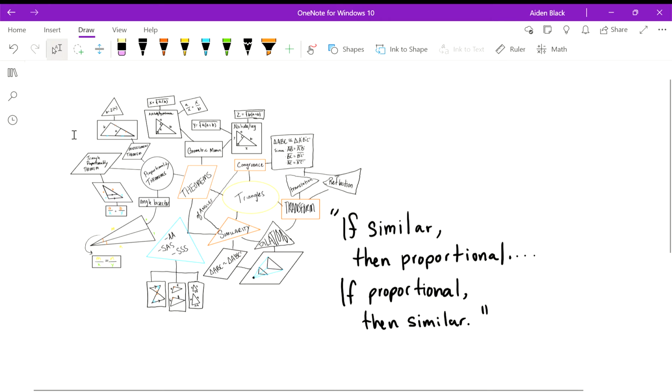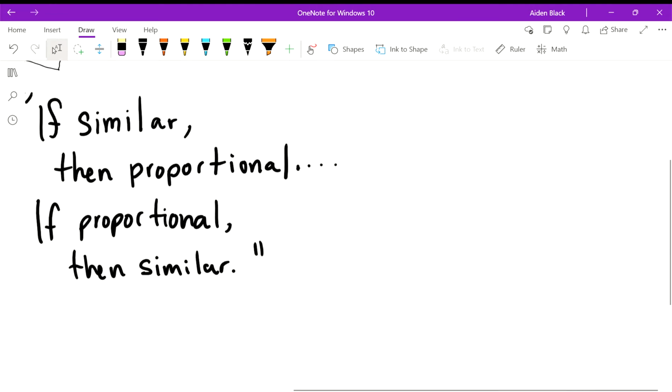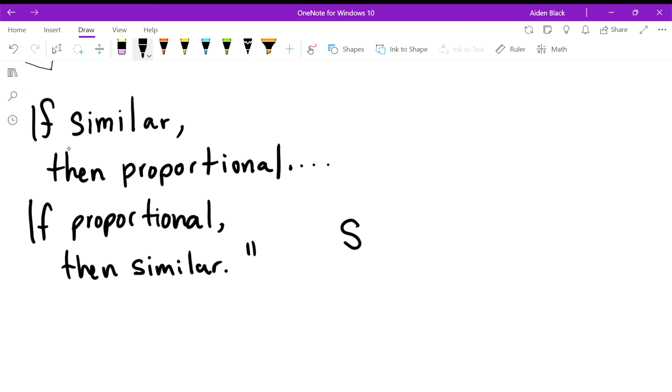Alright, here's my wacky graphic organizer. My title is If Similar, Then Proportional. If Proportional, Then Similar. This is actually math lingo too. Another way to say this is using math symbols, as such.